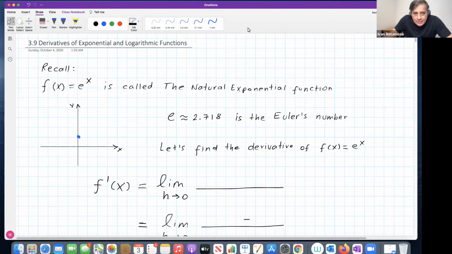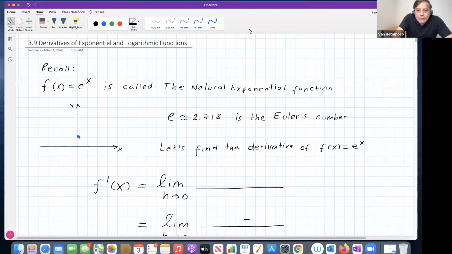We just started. Okay, and in order to talk about the derivatives of exponential and logarithmic functions, let me remind you about this exponential function. This is a special exponential function, I would say, which is called the natural exponential function. Why is it called the natural exponential function? Because of its base. Its base is e, Euler's number, right? Euler's number is a special base. So this is a special function, f of x equals e to the x.